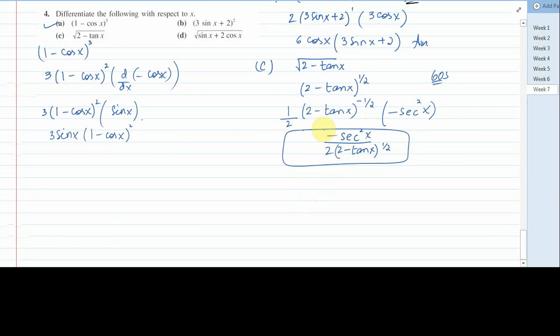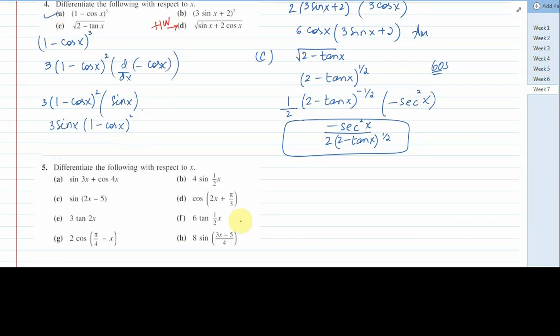That is your answer, and for part D, that is your homework question. Alright, you need to attempt it in your homework, and I hope that you can do it easily. So after question number 4, moving on to the next one, that is question number 5. The question says differentiate the following with respect to x, and I'm going to start with the first part.